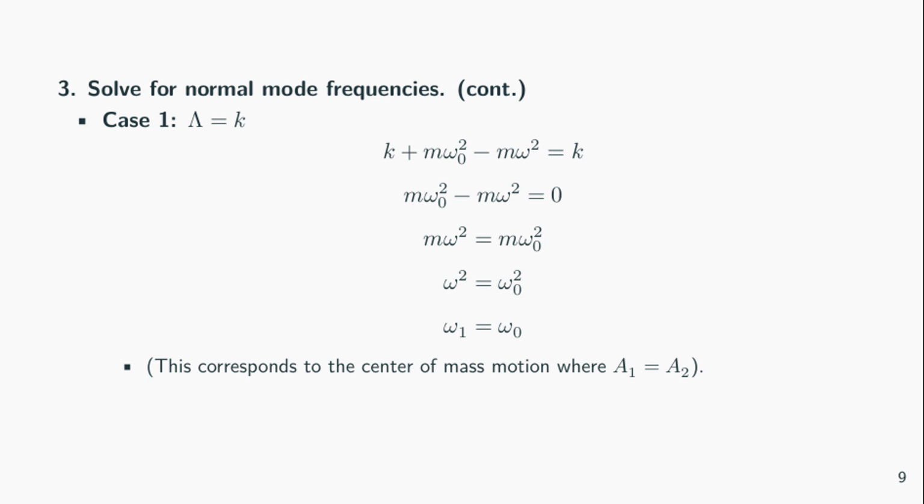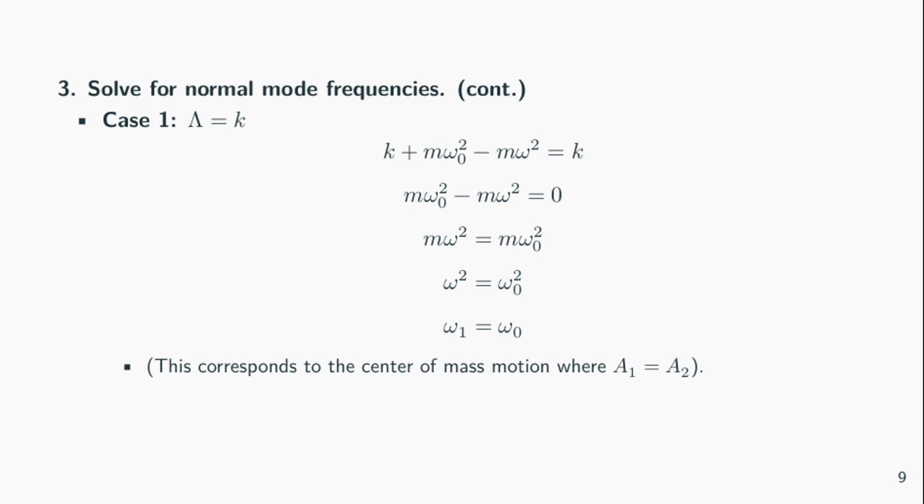Remember, lambda is k plus m omega 0 squared minus m omega squared. So k plus m omega 0 squared minus m omega squared equals k. Subtract k from both sides, m omega 0 squared minus m omega squared equals 0. This means m omega squared equals m omega 0 squared. Dividing by m, we get omega squared equals omega 0 squared. Taking the square root, we find the first frequency omega 1 equals omega 0.